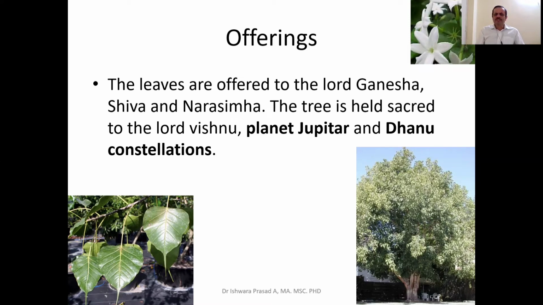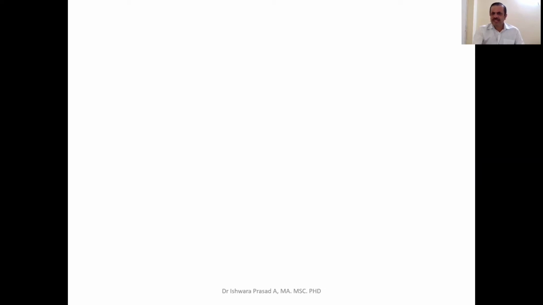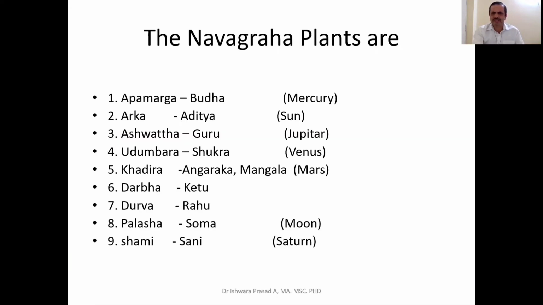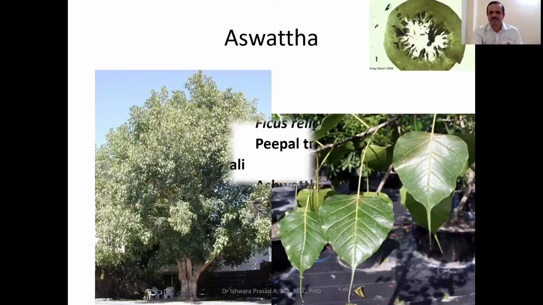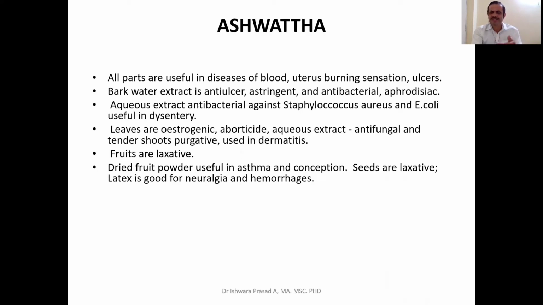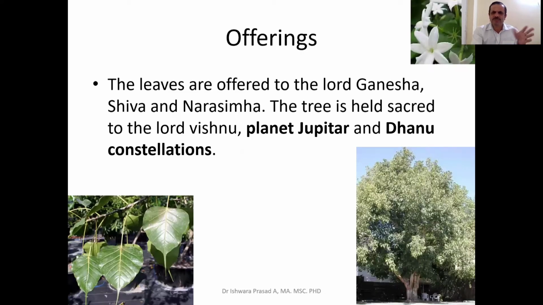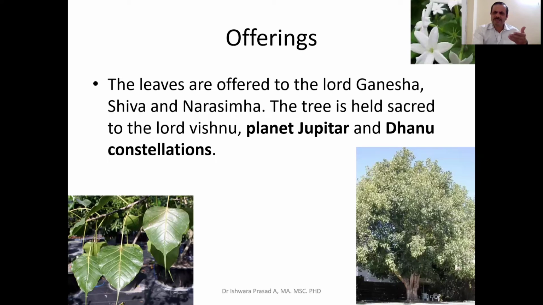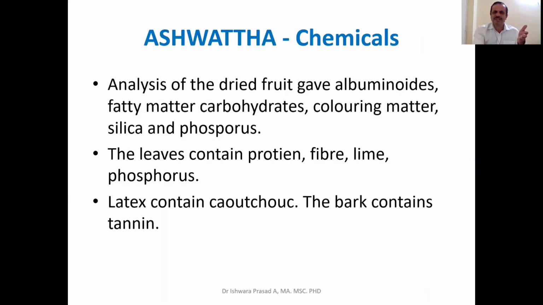It is also sacred to the planet Jupiter, Guru Graha, and Dhanu Nakshatra. So ashwatha is one of the important trees. Like this, you can see explanations for other plants related to the Navagrahas. All are important. Since ashwatha is said to be more important, I have given one instance of how it is useful, with different aspects like its botanical status, how the plant is, the chemicals present in it, its uses and benefits as modern science says, and how it is offered to various deities. In the same way, similar explanations are available for other plants also.